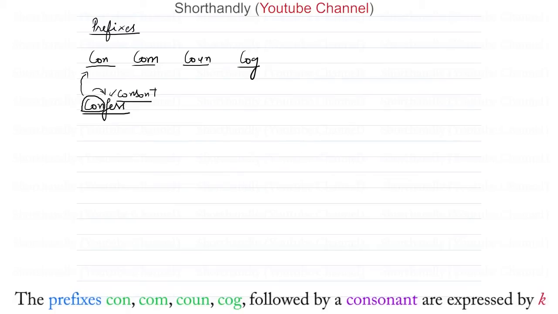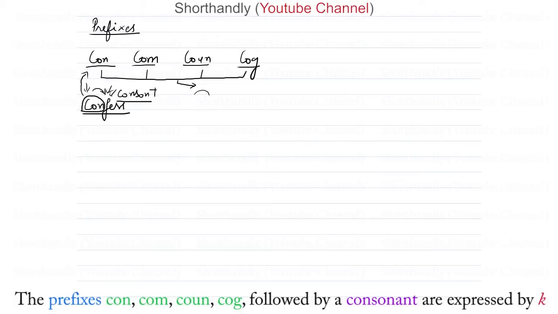It's simply saying that whenever we have a consonant just after these four prefixes, we are going to use the k character to represent these prefixes. We're going to use this k character every time there is a consonant after these prefixes. So let's read this again. The prefixes con, com, coun and cog followed by a consonant are expressed by k. So we have this prefix followed by a consonant, and of course it's followed by a consonant because we have this f here.